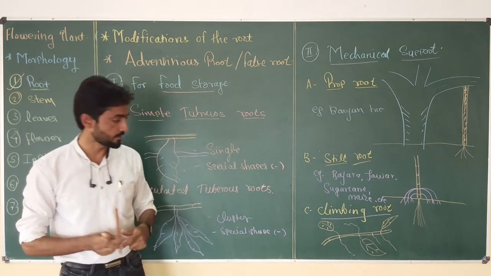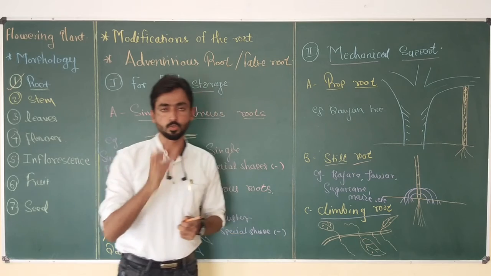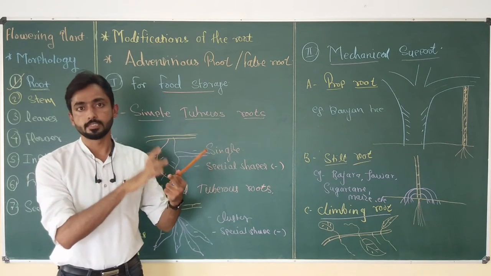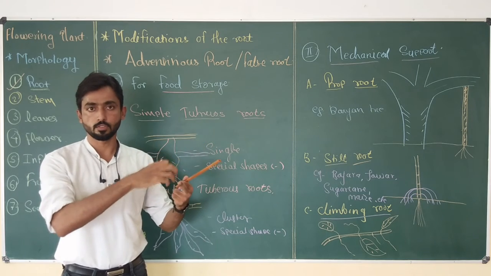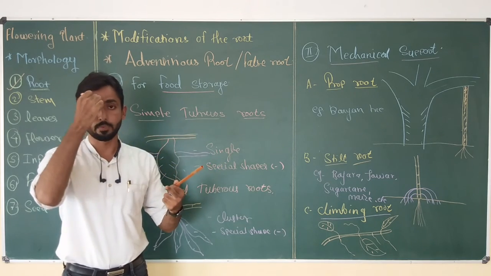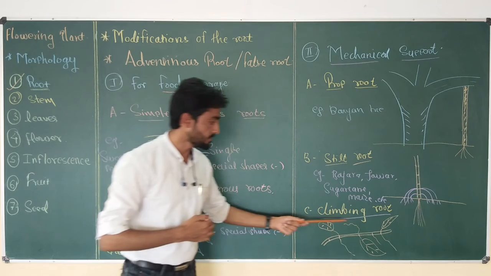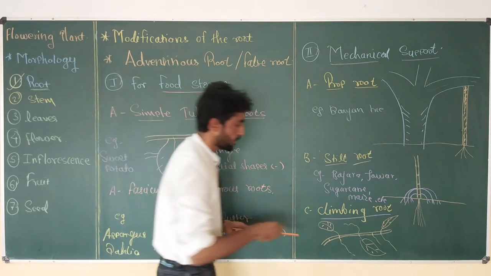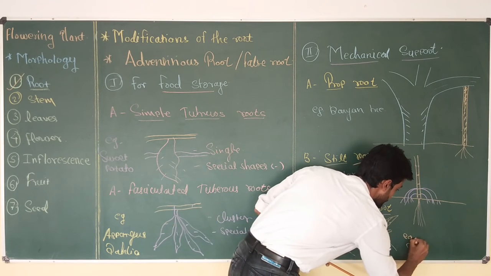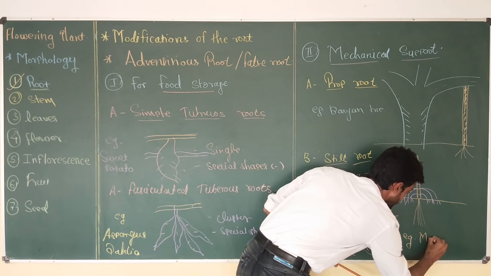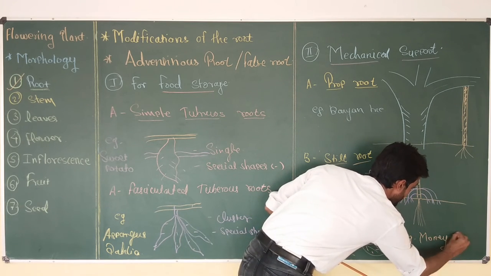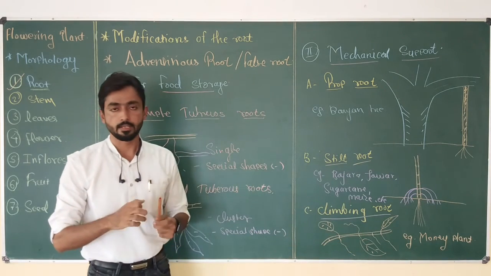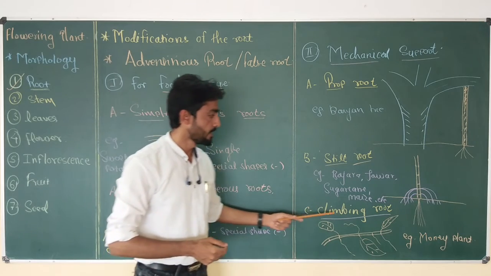Why do we call this structure a climbing root? Because this root helps the plant to attach itself to a solid support or some kind of support, so that the plant can climb over that particular support. We can see this type of root in plants like the money plant. Okay, so an example of this root is observed in the money plant. Okay, and this root is mainly involved in the climbing process, so they are called climbing roots.